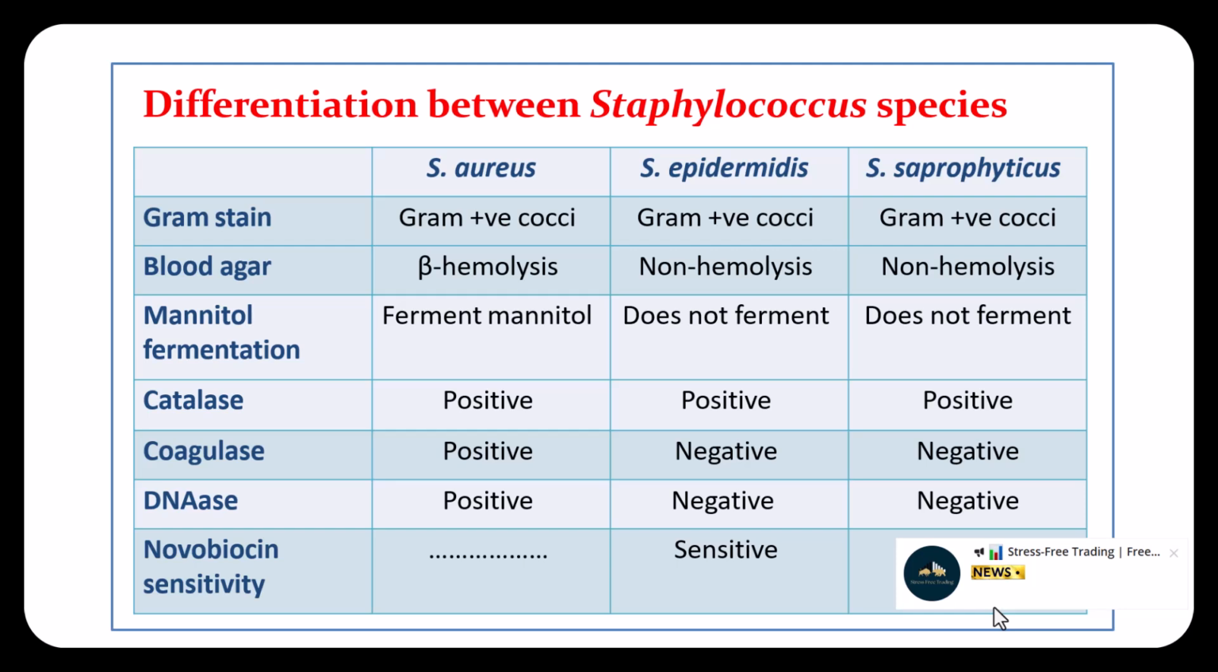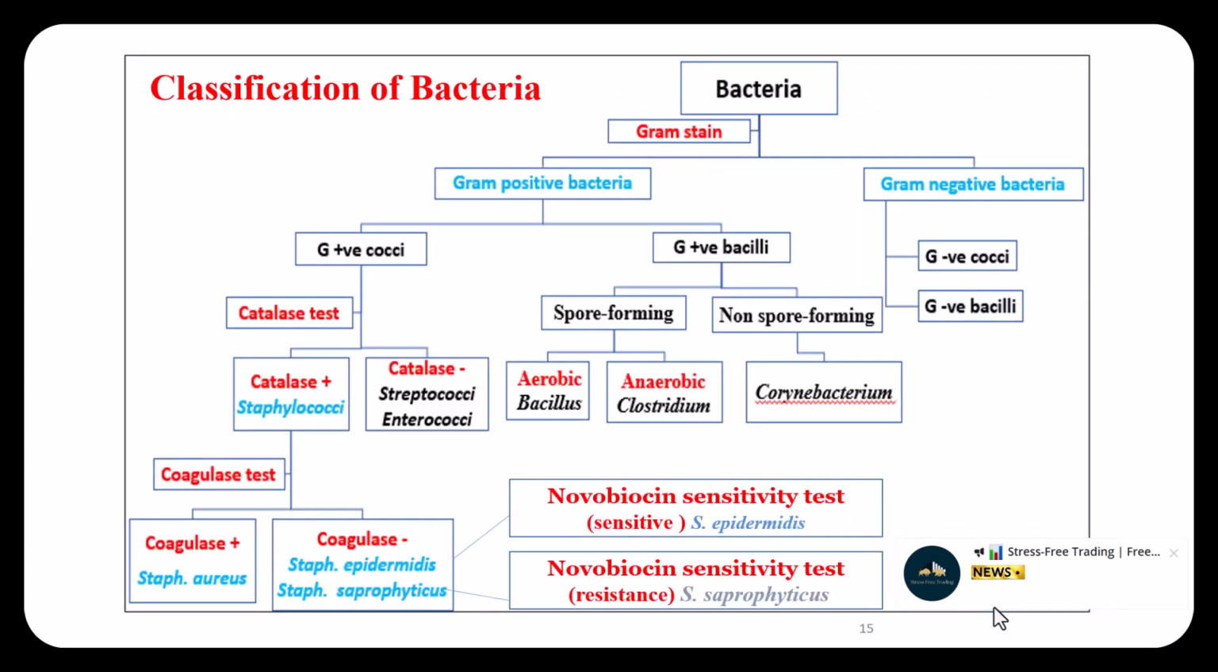And that's all about the species of the Staph. Now, in this chart, you can see the step-by-step bacteria identification in a lab. The first step is always a gram stain, to see if the bacteria is gram-positive or negative. Then, if the bacteria is gram-positive, we observe the morphology of the bacteria.